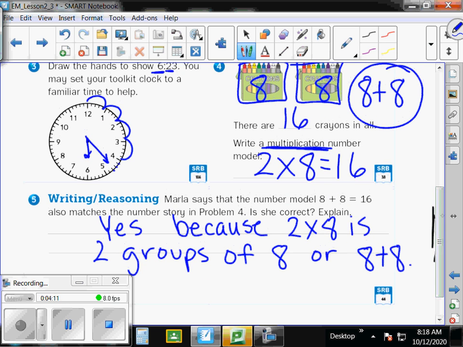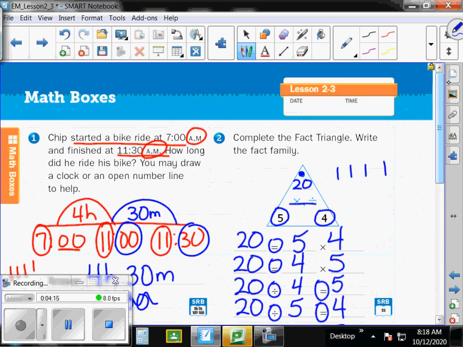All right, guys, that is it for lesson 2-3 math boxes. Remember, when you're looking at your math boxes, it says math boxes at the top. It has your lesson number right there.